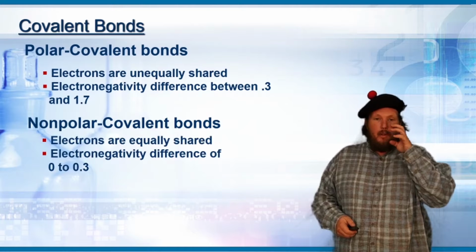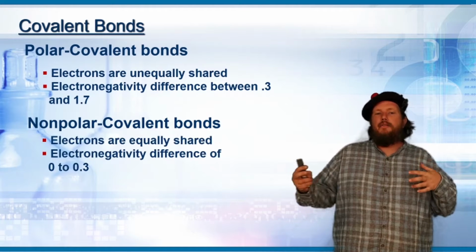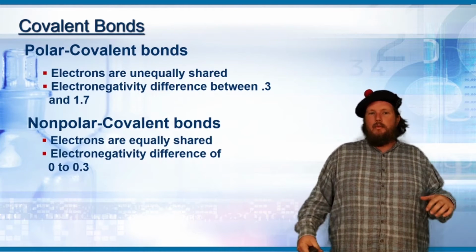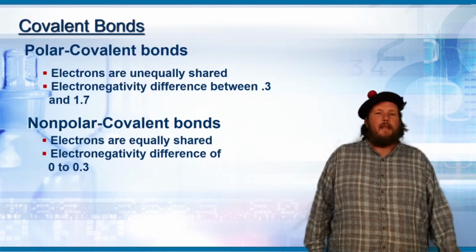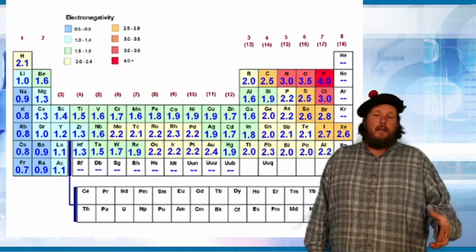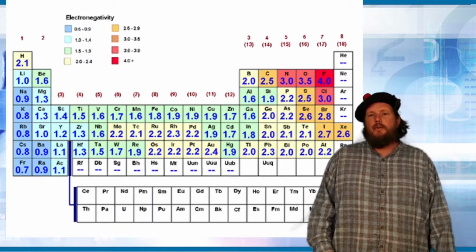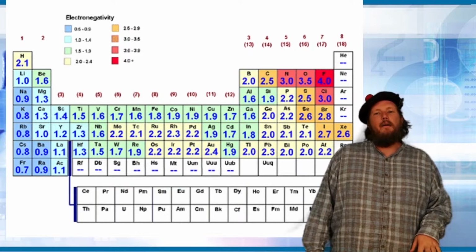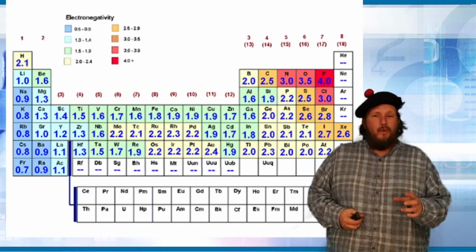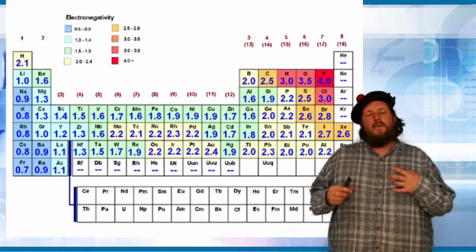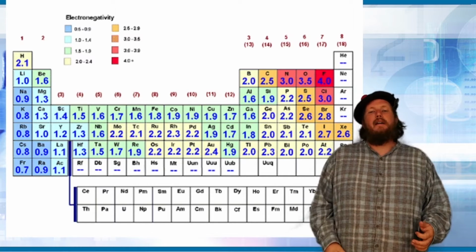There's also nonpolar covalent bonds where electrons are shared equally or very nearly equally. These are electronegativity differences of between 0 and 0.3. So here is a chart of electronegativities. You'll notice that fluorine in the upper right-hand side has an electronegativity of 4.0. So fluorine is the most electronegative element on the periodic table.